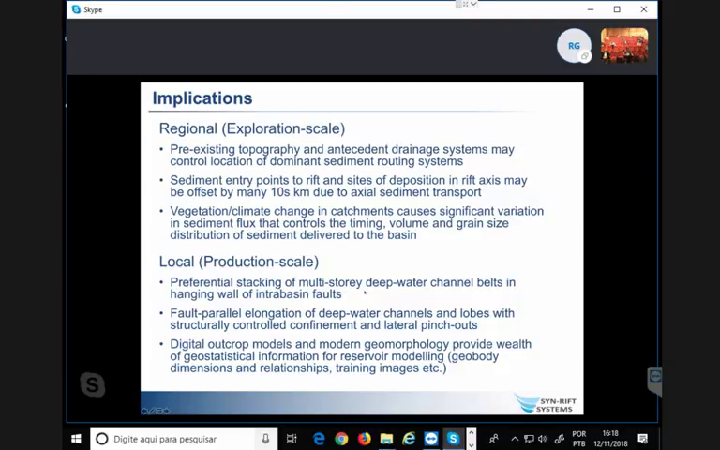the hanging wall faults. The facies belts have a tendency to elongate parallel structure, but also have structurally controlled pinch ends. And then the type of data sets that we develop have a very rich source of geostatistical information for sediment body geometries and also for providing training images for reservoir modeling. Thank you.